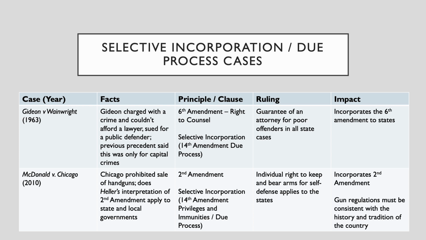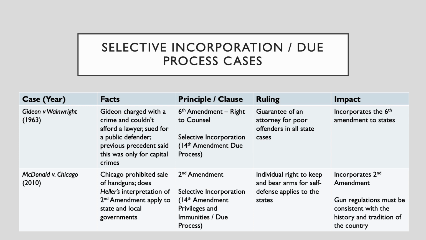This incorporates the Second Amendment to the states, and this establishes what has been guiding precedent in firearm laws, the history and traditions test. They agree that the Second Amendment is not an unlimited right, that there can be regulations and requirements on gun ownership, but that those regulations and requirements have to be consistent with the history and traditions of the country, right? So whatever that means. So those are the selective incorporation cases.